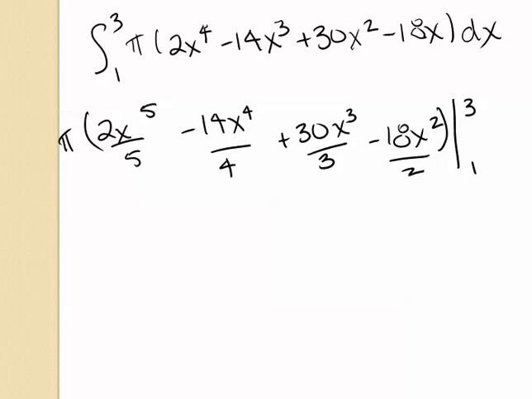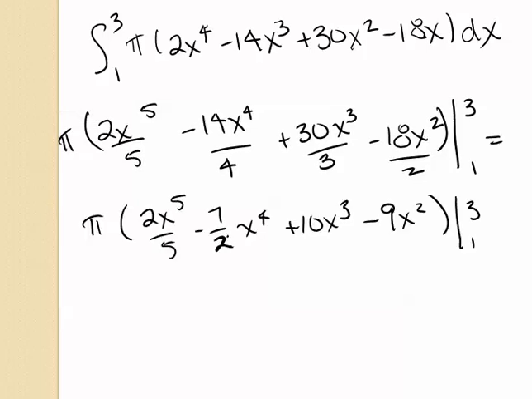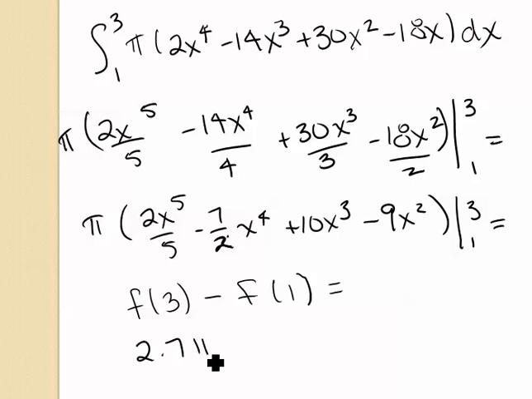First, let's simplify this down a bit. So I just simplified by dividing out the fractions. And then to find our volume, what we're going to do is evaluate this at f of 3 minus f of 1. And this is just an algebra or possibly even just a calculator problem. What we end up with is 2.7 pi minus negative 2.1 pi, which gives us a volume of 4.8 pi.